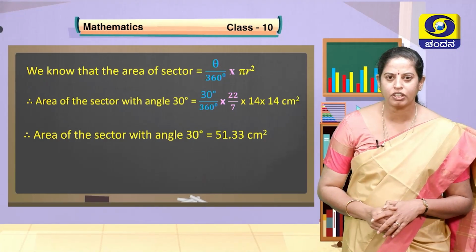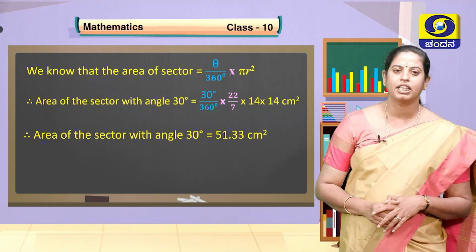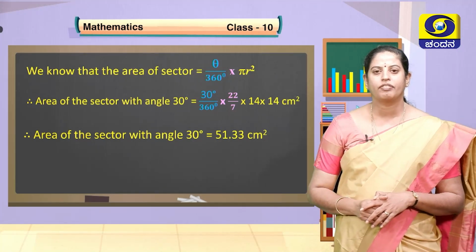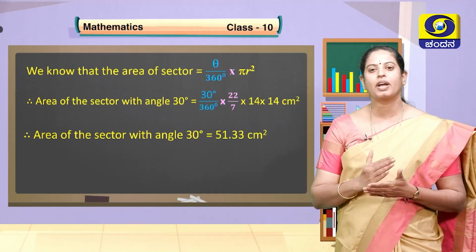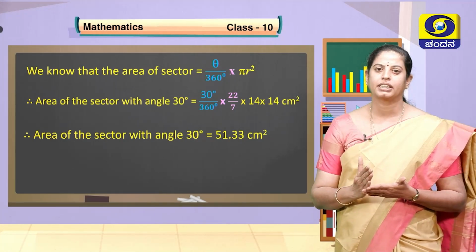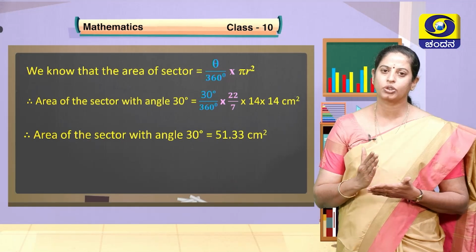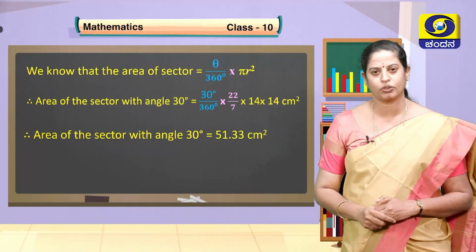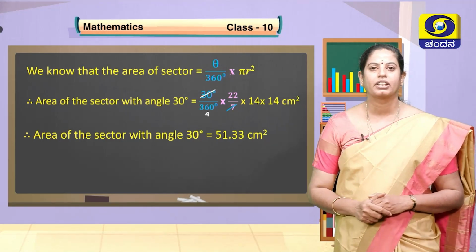What is this 51.33 centimeter square? It is the area of the sector with angle 30 degree. That means, when the minute hand swept 5 minutes, the area of the sector so formed is 51.33 centimeter square, children.